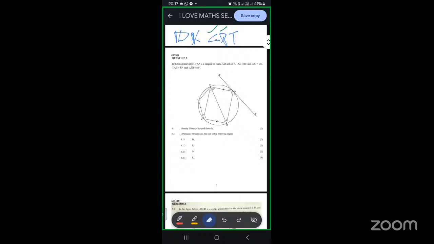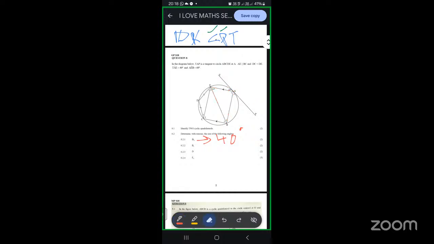8.2 is requiring us to determine with reasons the size of the following angles. We are required to find the size of angle B2. Oh, we already did that. B2 is this one right here. So B2 is just going to give us 40 degrees. Reason being tan chord theorem because of this triangle and the chord. That is the angle between the tangent and the chord. Therefore, it will be equal to the angle in the triangle that is opposite the chord.